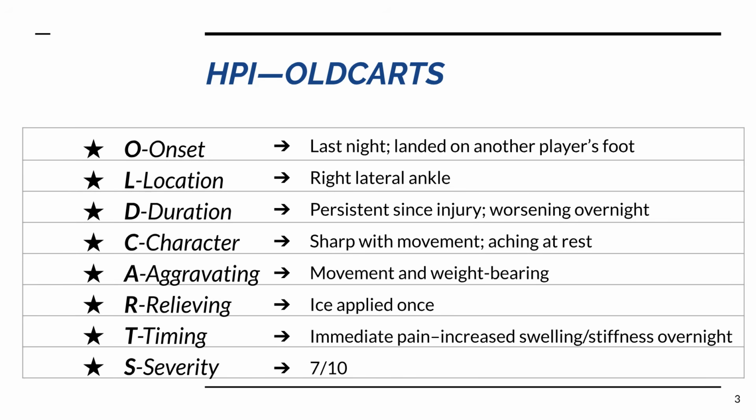Overnight, his swelling and stiffness increased. This morning, he has difficulty bearing weight and describes a feeling of instability while walking. His pain is sharp with movement and aching at rest, rating it a 7 out of 10. This inversion mechanism is particularly important because it commonly places stress on the lateral ankle ligament complex.